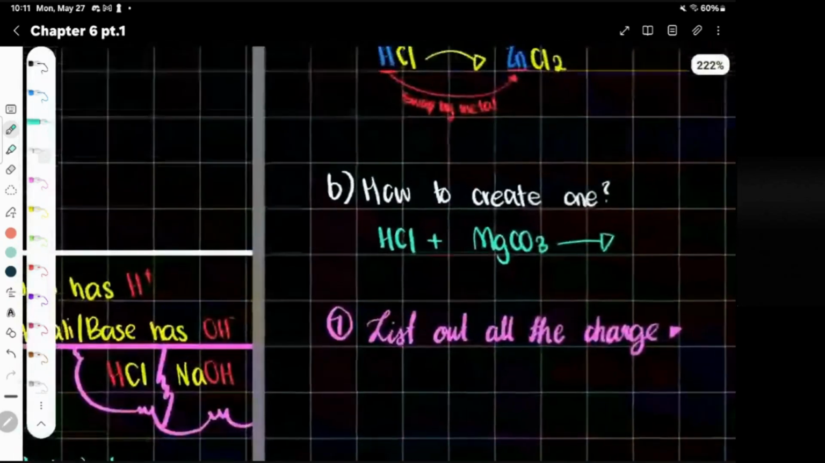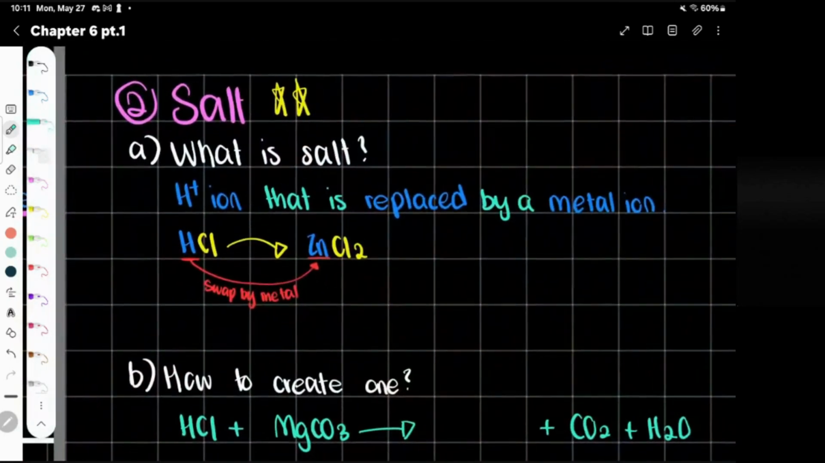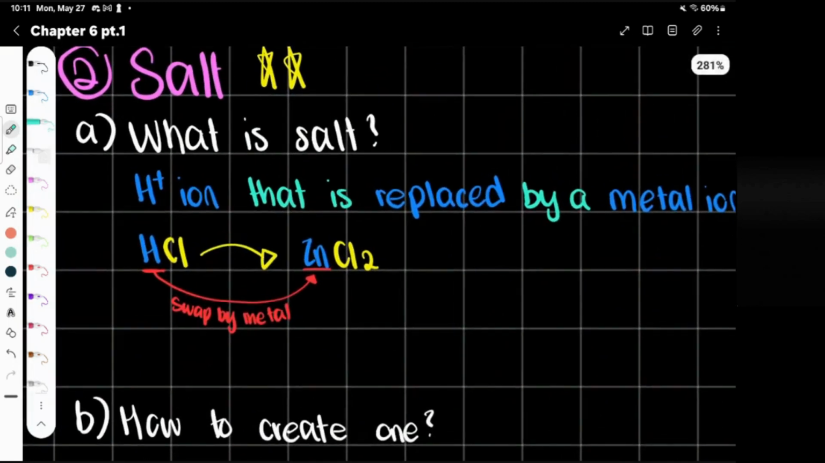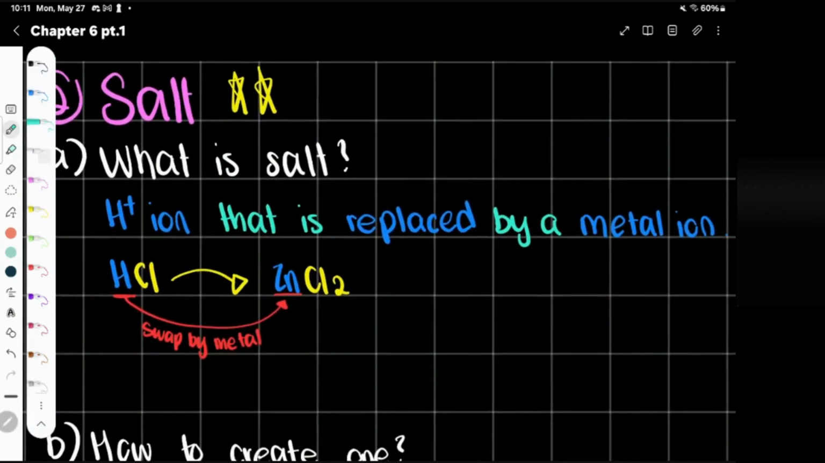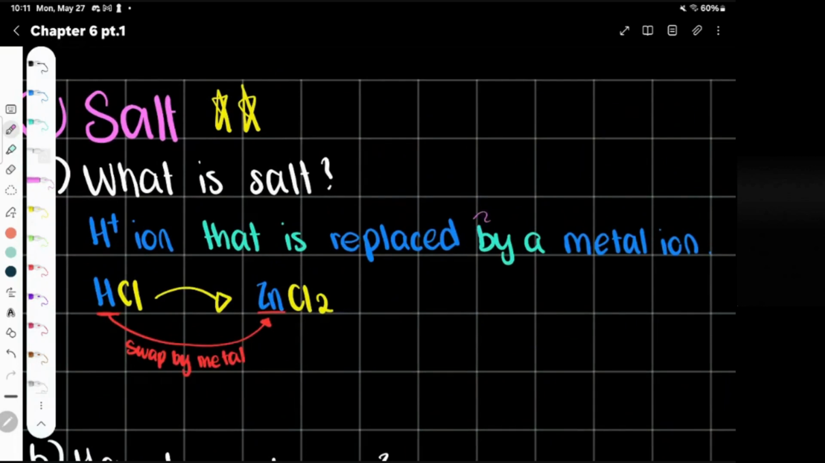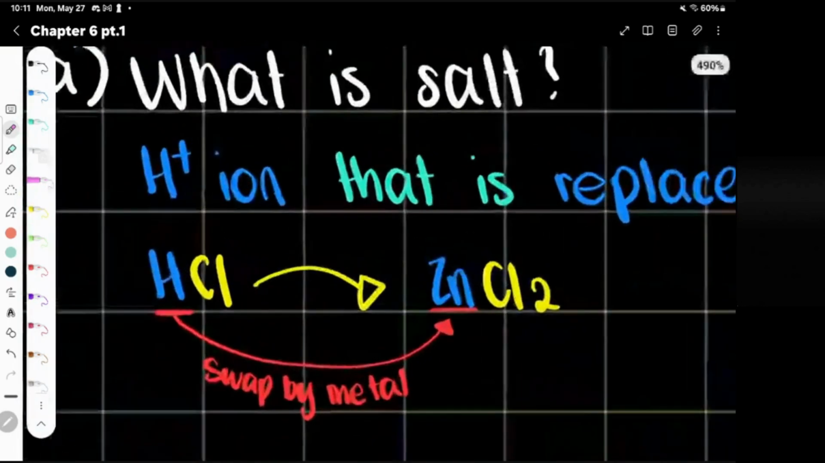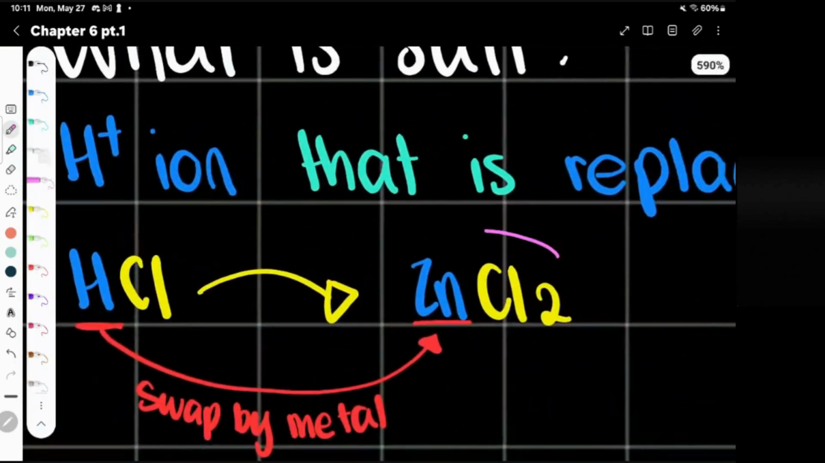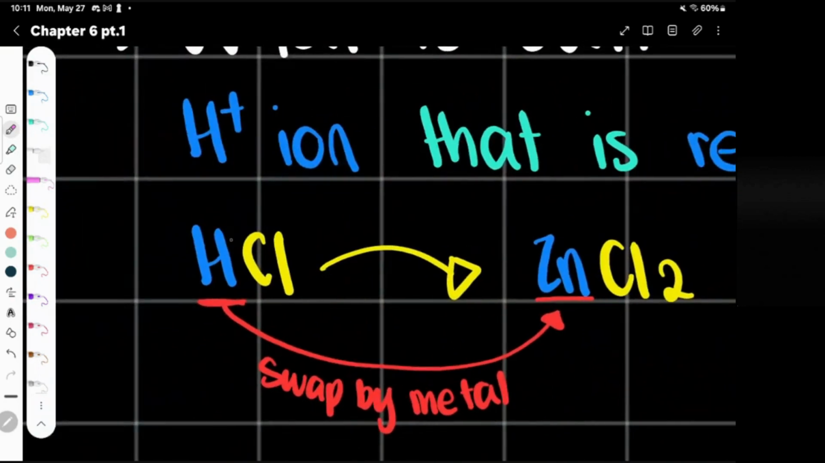Now let's move on to the next part. What is salt? Okay, I know you guys already know how to create salt, right? Just in case for those people who do not know, salt is an H plus ion that is replaced by a metal ion. The keyword is replace, because if you look here at HCl, they turn into ZnCl2. This is the H plus ion, right? It is replaced with a metal ion. Okay, zinc is a metal ion.